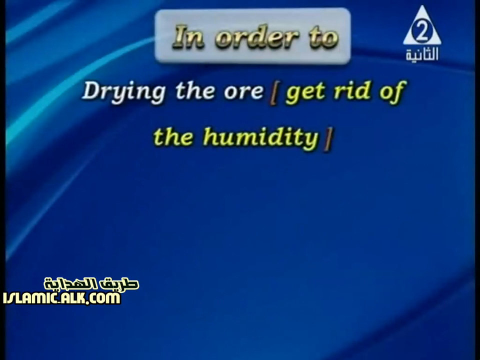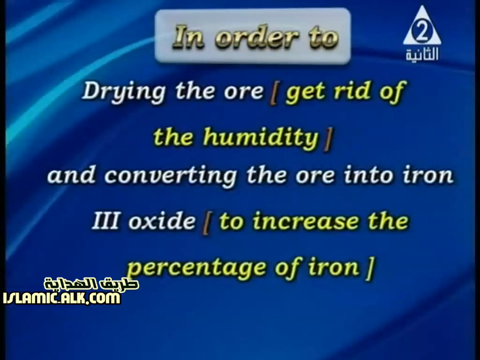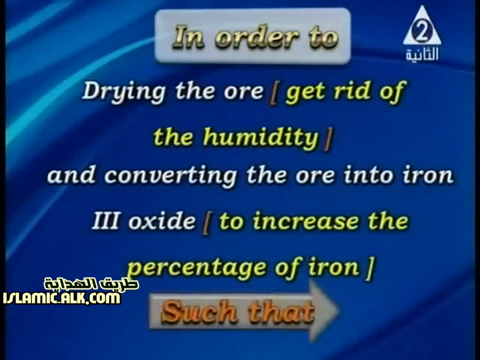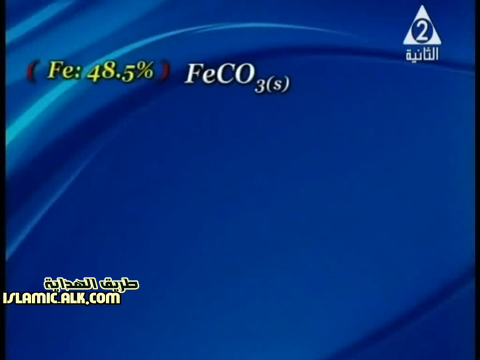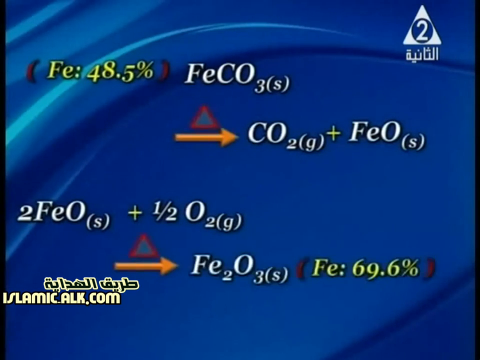In this process, we have to dry the ore to get rid of the humidity, and convert the ore into iron 3 oxide to increase the percentage of iron. For example, if we use siderite or iron 2 carbonate, heating it gives carbon dioxide and iron 2 oxide. Then iron 2 oxide is oxidized by air into iron 3 oxide. So we have increased the percentage of iron from siderite into iron 3 oxide, as shown on the screen.